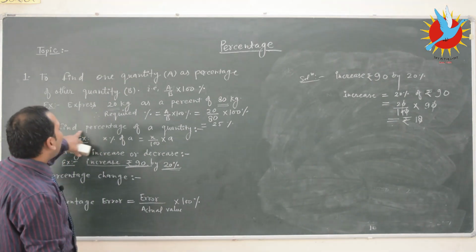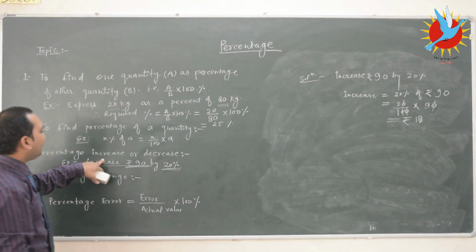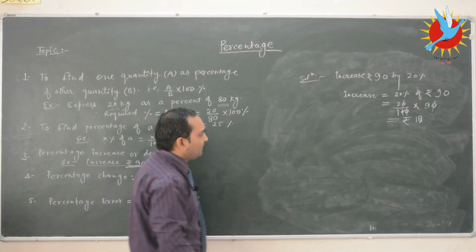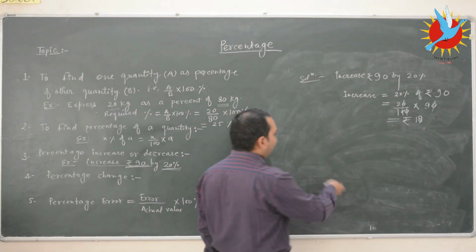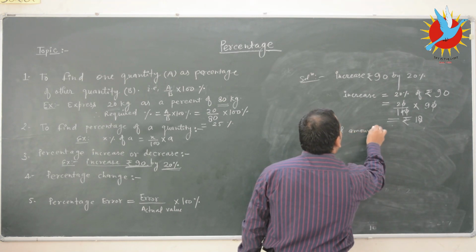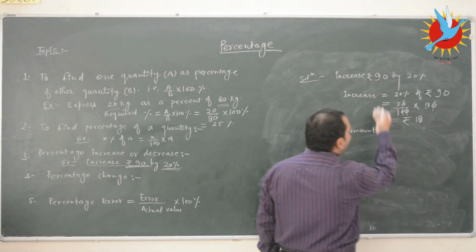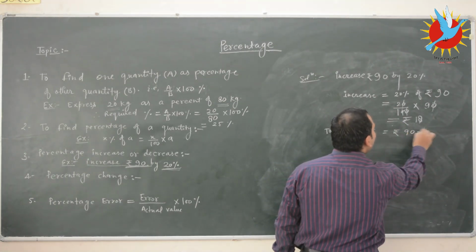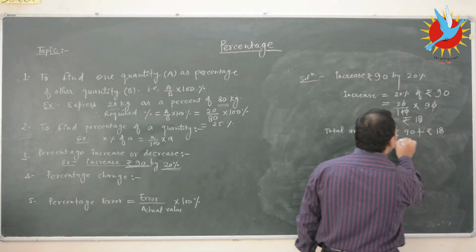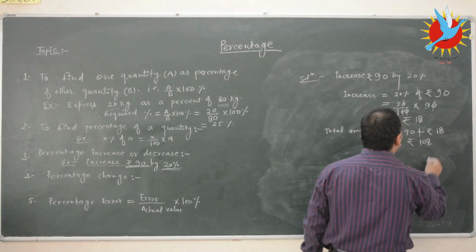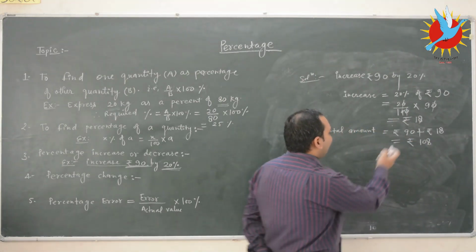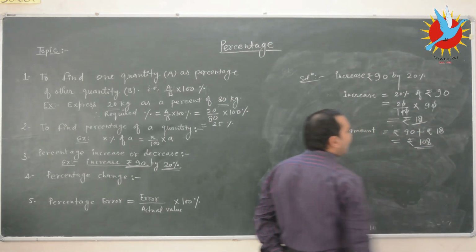So we find the percentage increase or decrease. Increase how much? 18 rupees. So what is the total amount? The required or total amount is equal to, initially it was 90 rupees and now it increased by 18 rupees. So we add 18, which is equal to rupees 108. So this is the required amount, meaning after an increase of 18 rupees, it becomes 108.